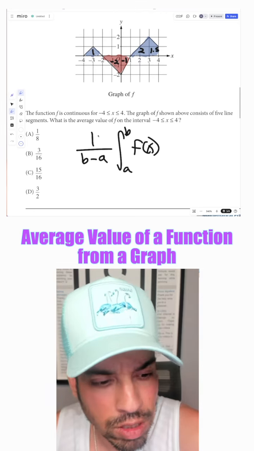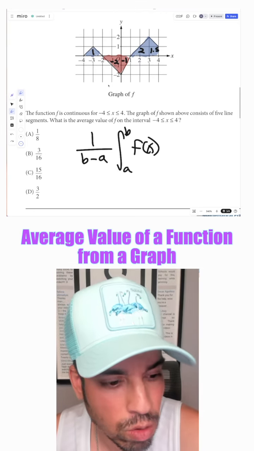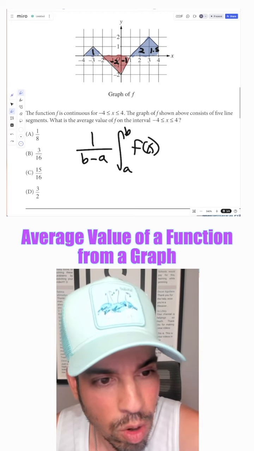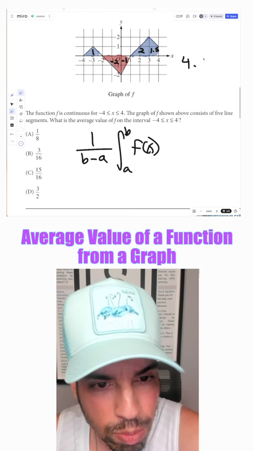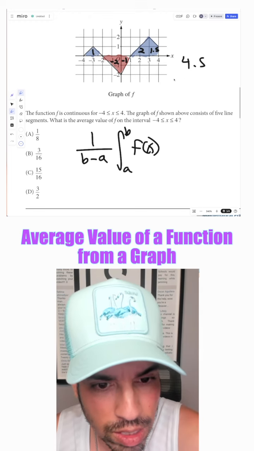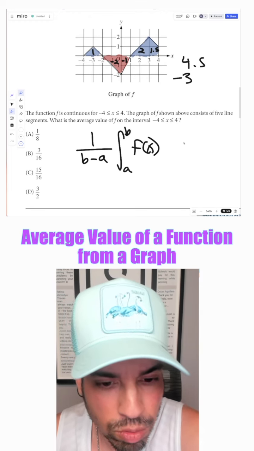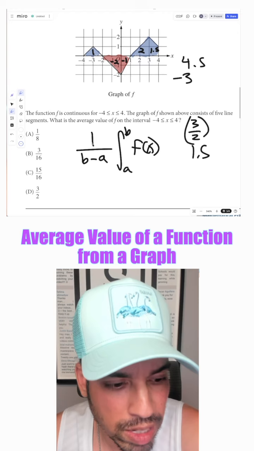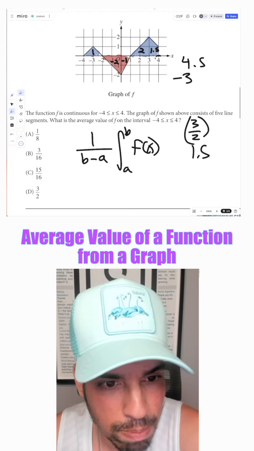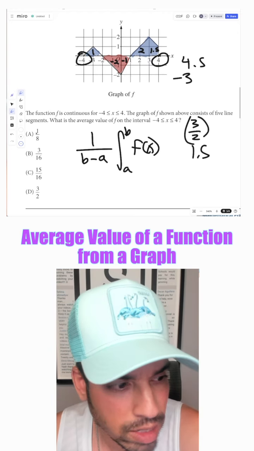So we're going to add all this up, and then we're going to multiply it by 1/(b minus a). So 1 plus 2 is 3 plus 1.5 is 4.5, and then we got -3 down there. So we're minusing 3, and we got 1.5, which is also equivalent to 3/2. And then we have to multiply this by 1/(b minus a). Now, b is the end of the interval, a is the beginning.